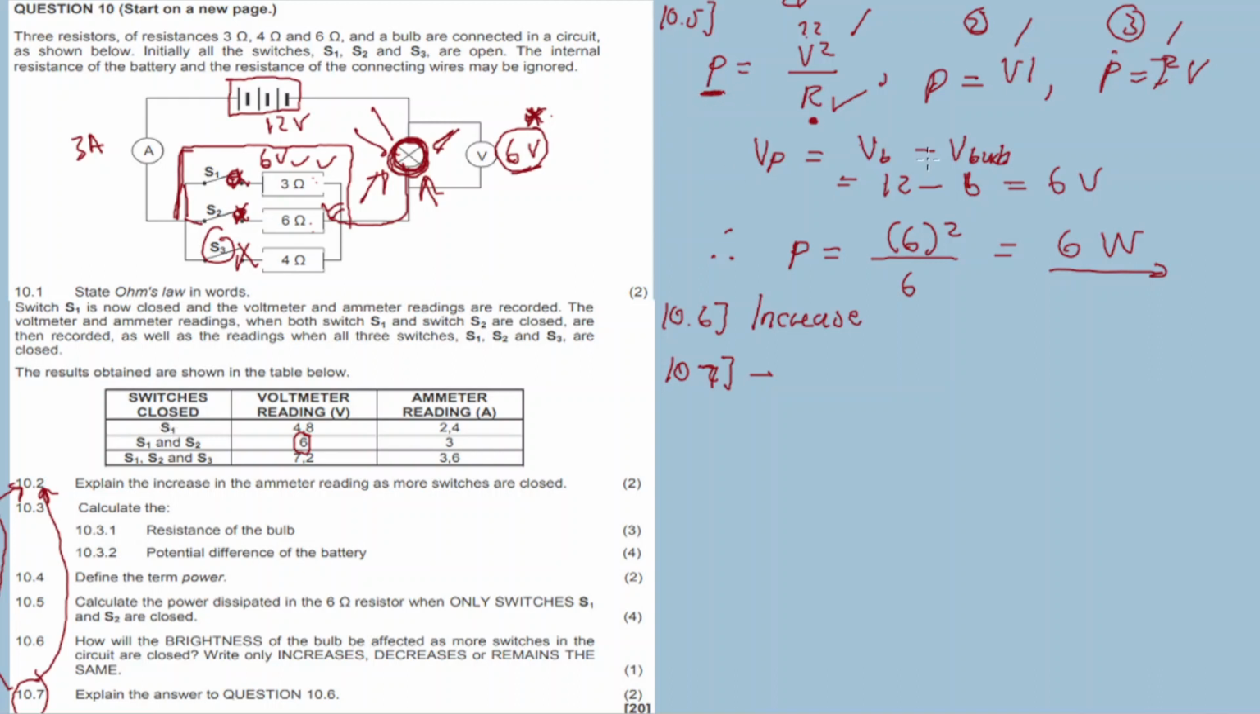Or you can use the power formula, where power is directly proportional to, especially this one, power is directly proportional to what? To current. So as the current increases, what happens to power? Power also increases, meaning more charges are delivering energy, as I was explaining. So yeah, question 10 ends there.